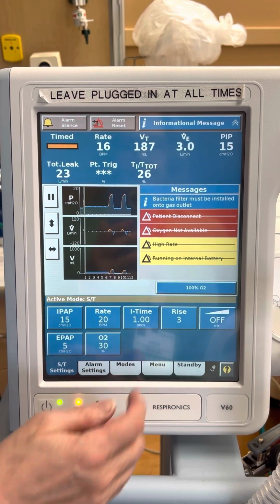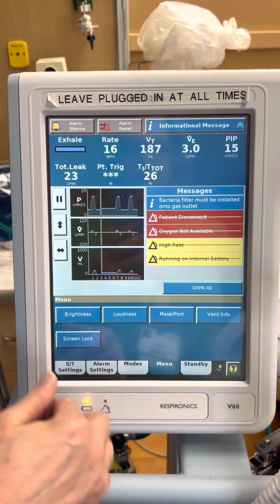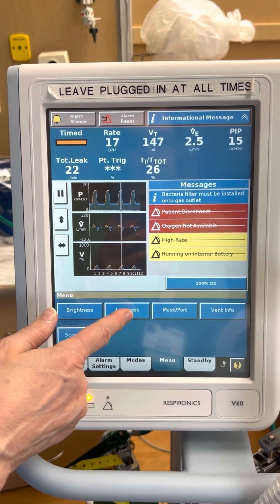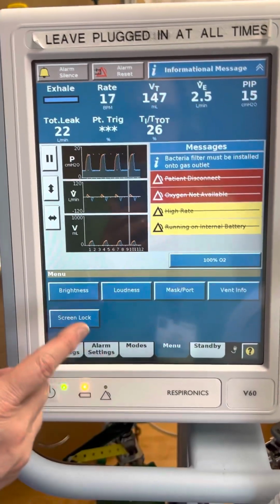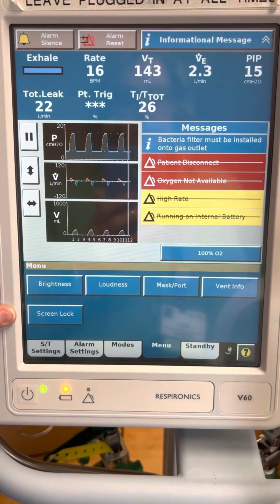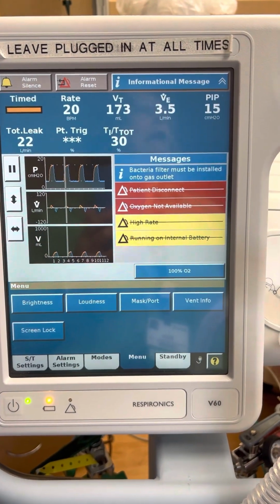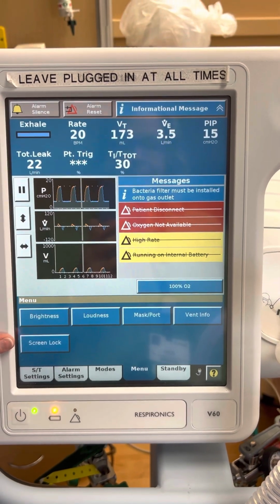So that menu we were in before to do the checkout also has brightness of the screen. It has loudness of the alarm. You will never look at vent info. And years ago, we used to use screen lock a lot when we had visitors playing with our equipment. We don't seem to have that issue right now, so we hardly ever use that. So don't worry about it.